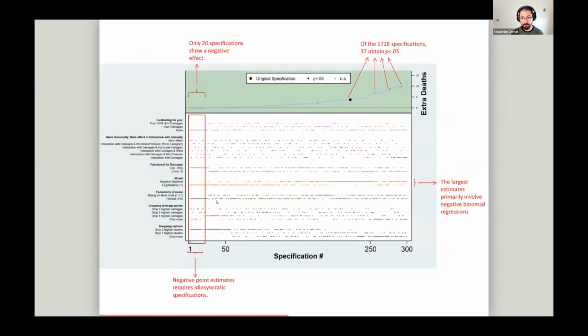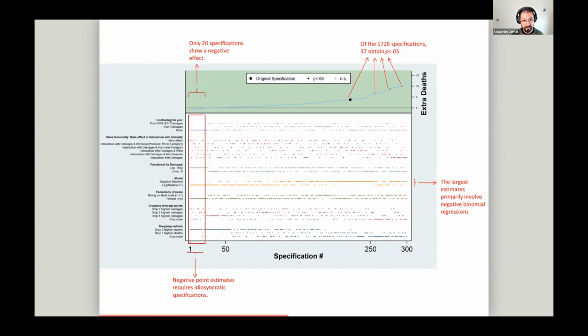And this is how the full graph looks. Here on the left side, we have the different decisions that are made. For example, what different variables they are controlling for and in different interactions. So for example, this is the interaction between time and damage, and year and damage, or no interaction at all. Here we have the functional form of damage, the model that was used, how the femininity was coded, and then other decisions. And again, each dot represents one of these coefficients.